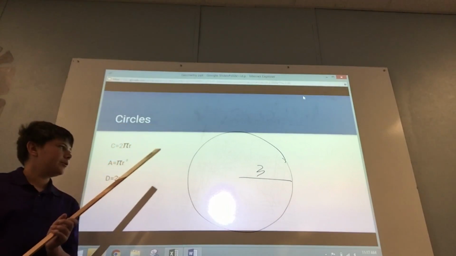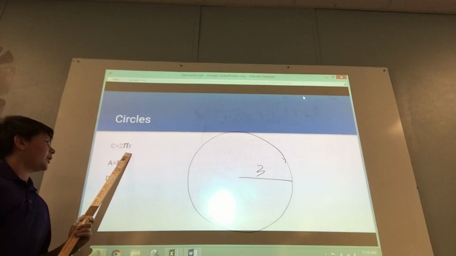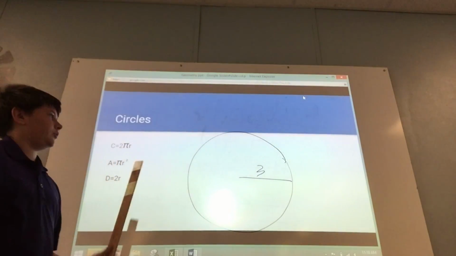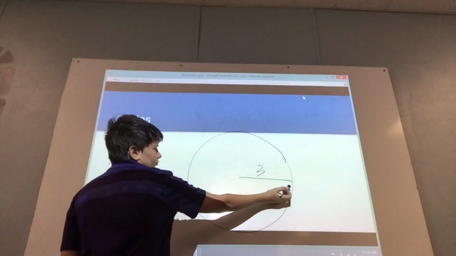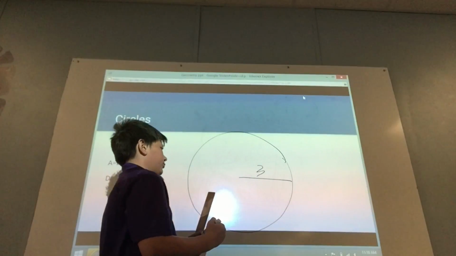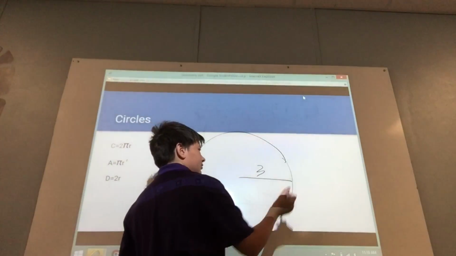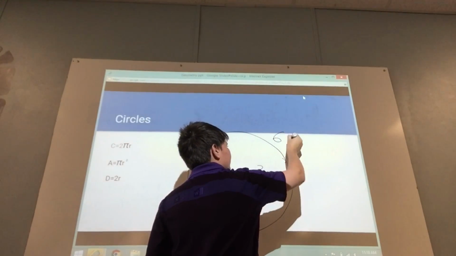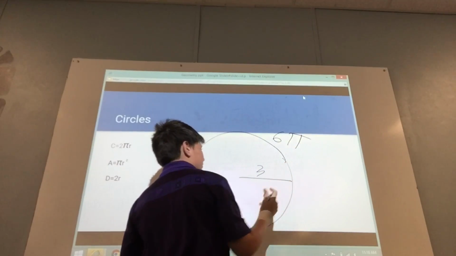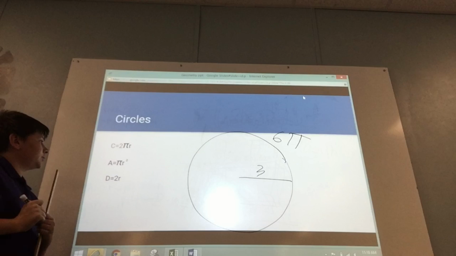For the circle's part, the circumference of the circle is 2 times pi r. So, this is our radius, which is halfway across the circle. And 2 times it is 6, times pi is 6 pi. So 6 pi is our circumference, which is the distance around the circle.